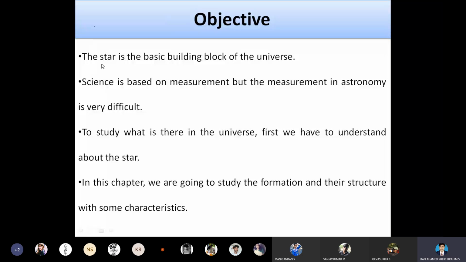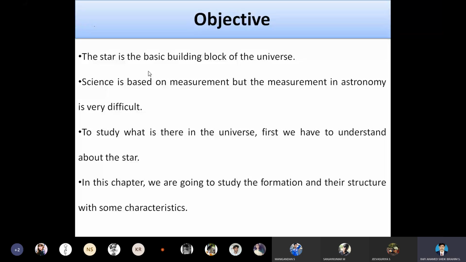We know the star is the basic building block of the universe. A star is a very large, huge ball of bright, glowing hot matter in space.